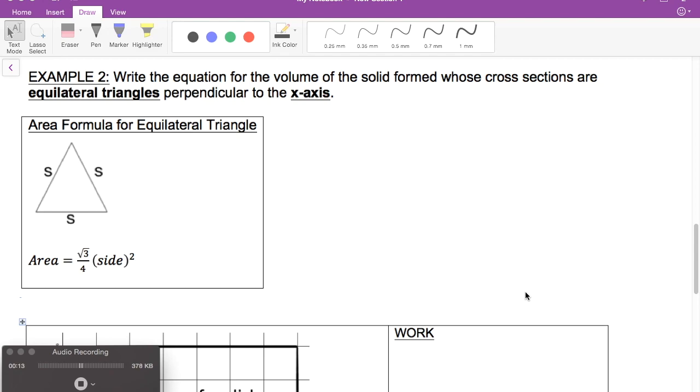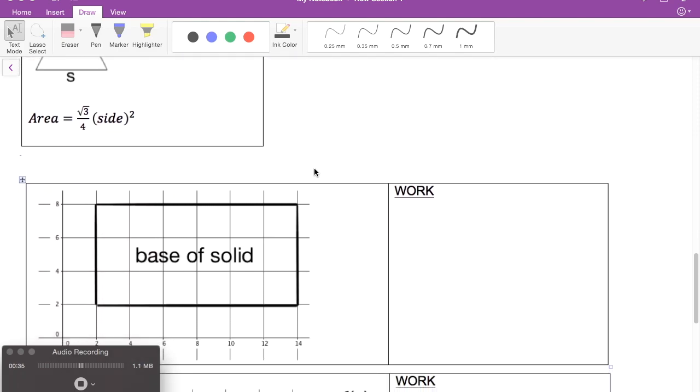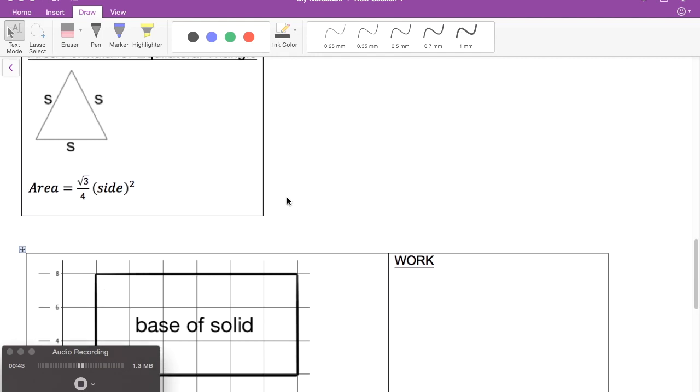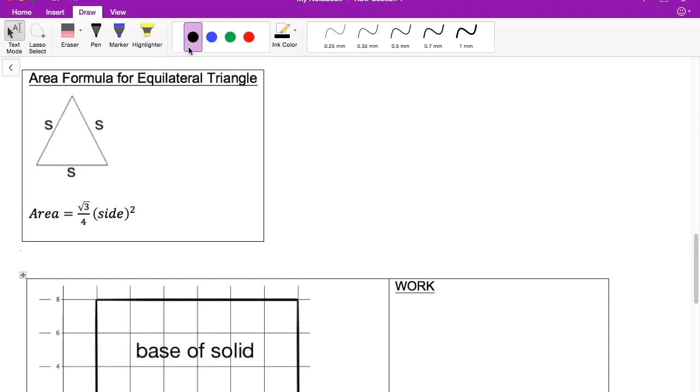Okay, so we're going to work on example 2. Example 2 says, write the equation for the volume of the solid formed whose cross sections are equilateral triangles perpendicular to the x-axis. So you want to pay attention to the more important parts, which are the fact that the cross sections are equilateral triangles and they're perpendicular to the x-axis. We also want to take a look at what the base of our solid looks like. So these triangular cross sections are sitting on this base.